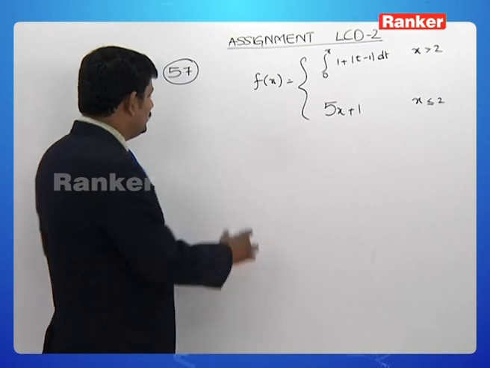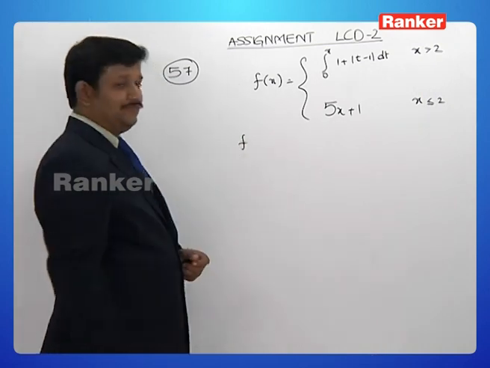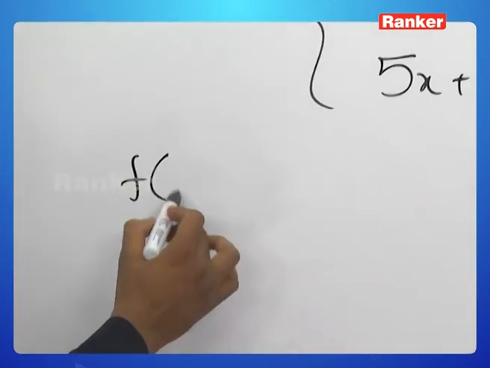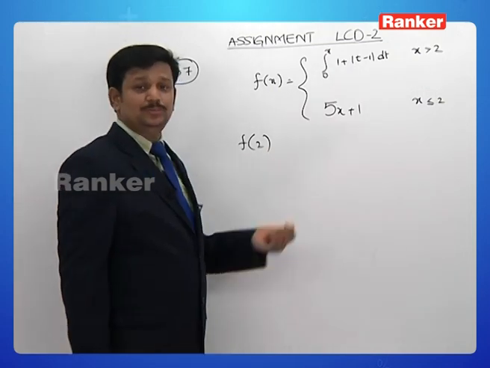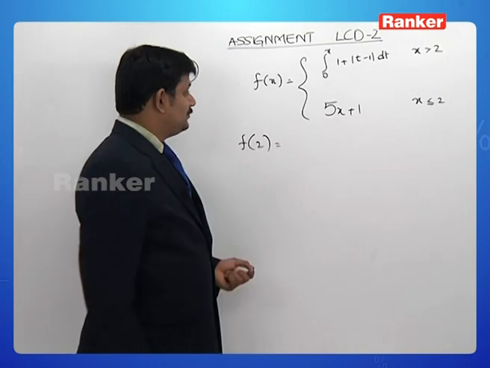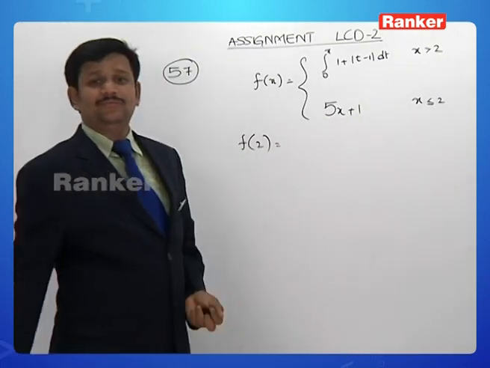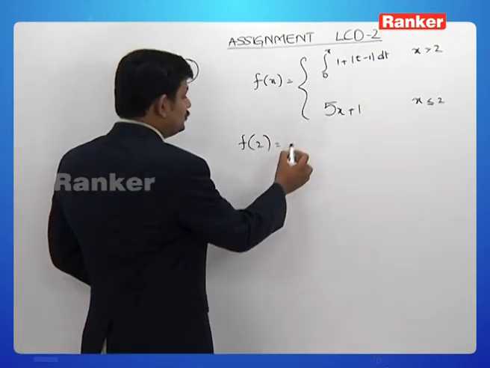So let us start with continuity. For continuity, f of 2 should be the same as f of 2 minus, and the same as f of 2 plus. F of 2: whenever x is 2, the function is given by 5x plus 1. 5 into 2 plus 1 is 11.